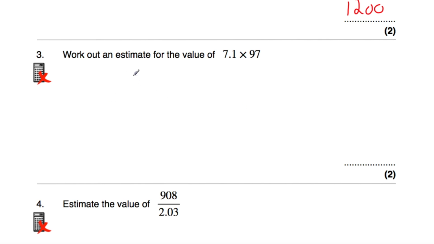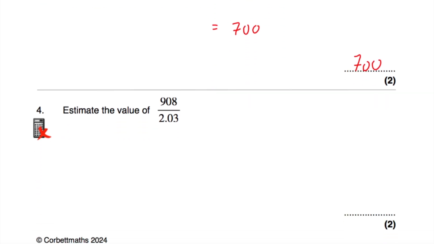Okay, let's look at our next question, question number 3. We've been asked to work out an estimate of the value of 7.1 multiplied by 97. So let's round both of these numbers to one significant figure. So 7.1 to one significant figure, well, that would be 7, because 7.1 is closer to 7 than it is to 8. And then 97, if we round that to one significant figure, so either 90 or 100, well, 97 is closer to 100 than it is to 90, so we'll use 100. So if we work out 7 times 100, that's equal to 700. So 7.1 multiplied by 97 will be approximately equal to 700. That's our estimate. And let's just check that. 7.1 multiplied by 97 is equal to 688.7. So 700 is pretty close to that.